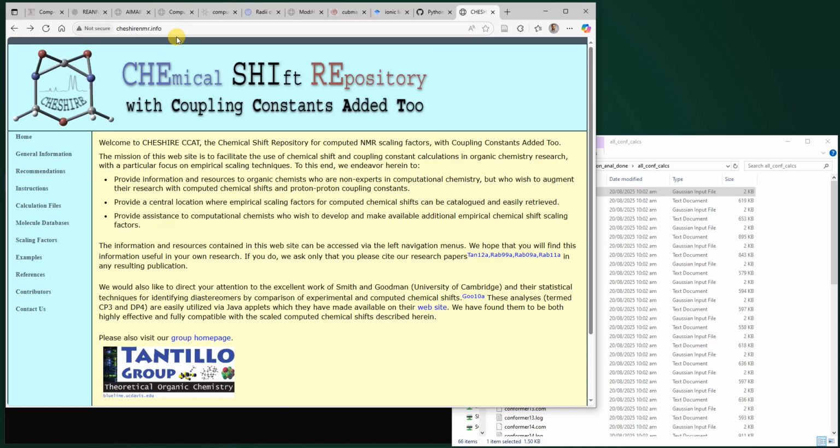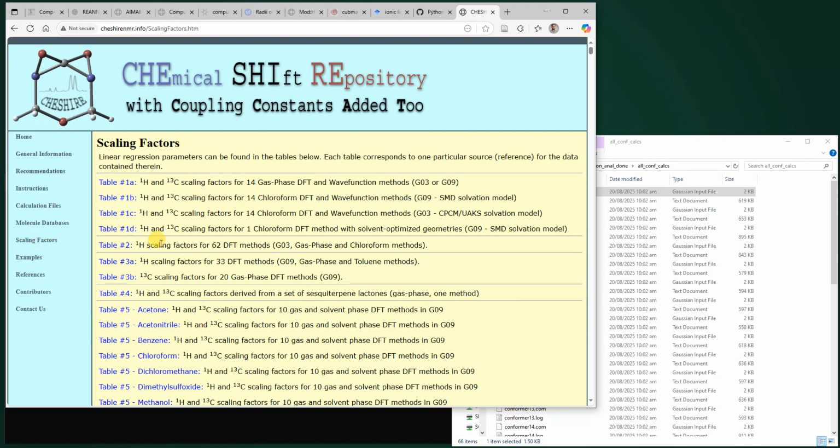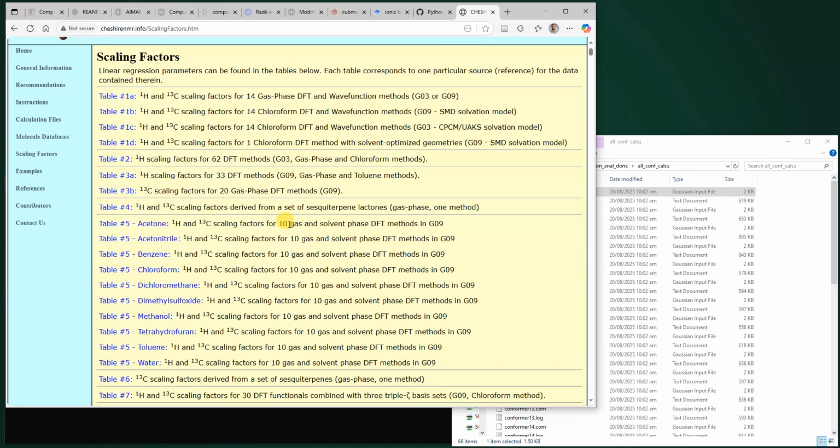Especially for natural products, this group has done quite a bit of work on it, and they have made some scaling factors to scale your NMR shifts so that they can match well with the experimental chemical shifts. If you come to this website and then go to scaling factors, they have given scaling factors for different kinds of calculations and different solvents. I was doing my calculations in chloroform. How do you know your solvent? It is the solvent in which you have the experimental NMR. So that is your solvent.